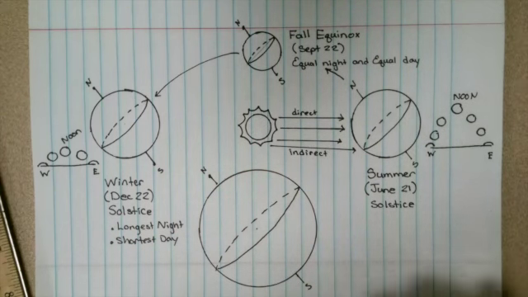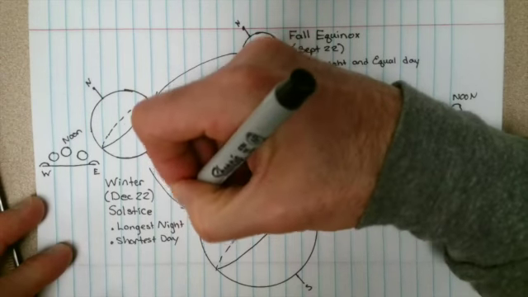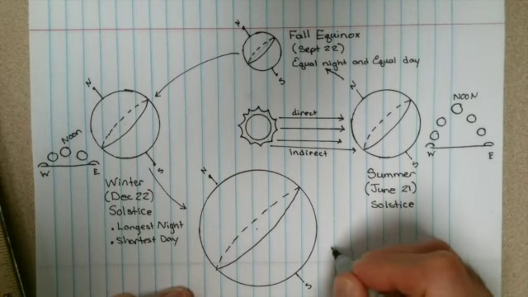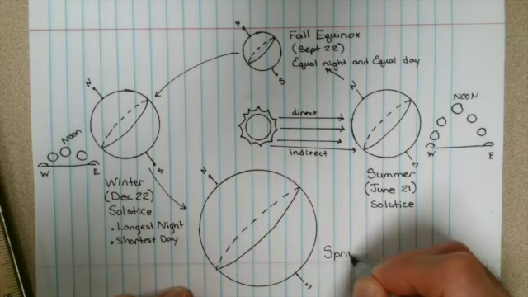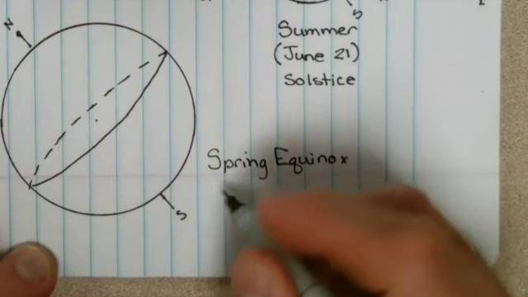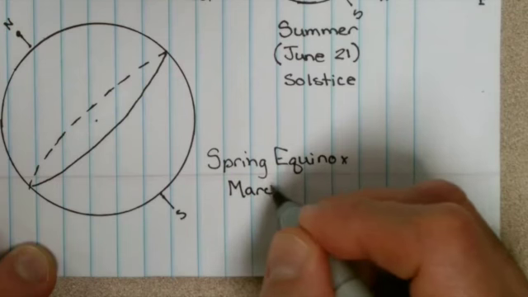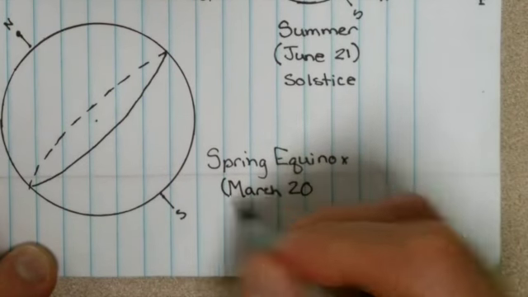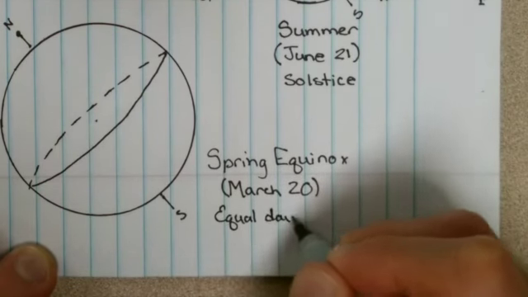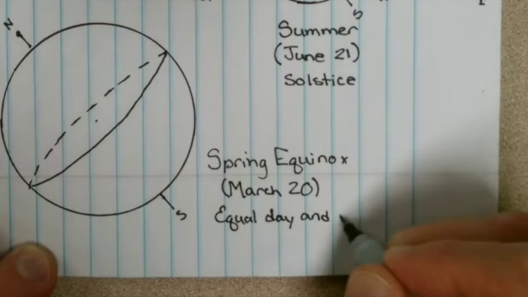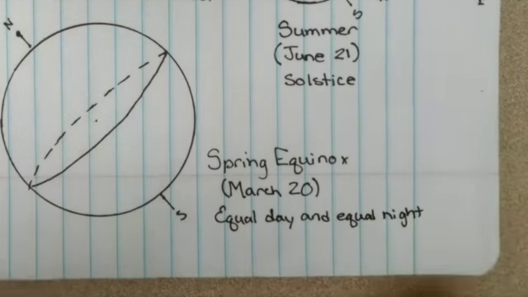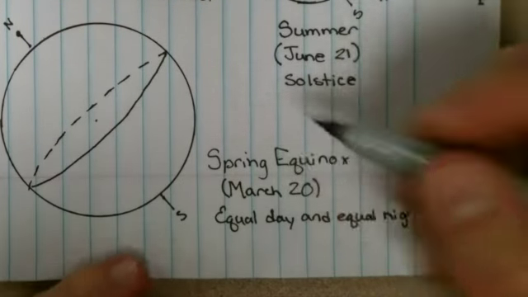Okay, finally, let's move into after winter. We come into spring. And this is going to be the spring equinox. And that occurs on March 20th. Again, that's going to be equal day and equal night. Both of them are 24 hours. Alright, and then from spring, we go back into summer.